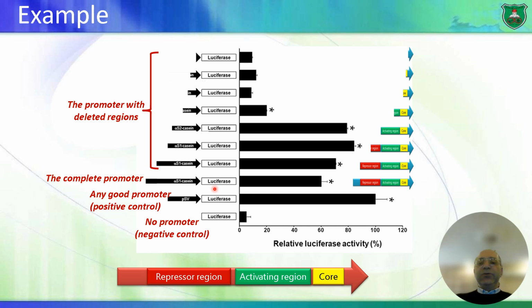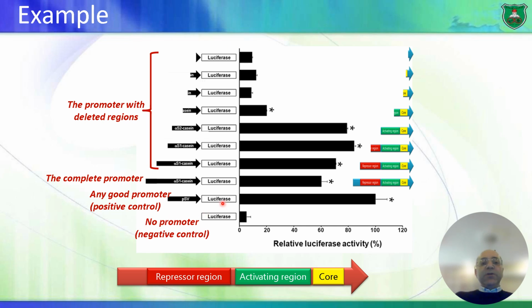If the positive control that should work doesn't work, it means that again there is something wrong with the DNA that I've prepared. Okay, so here we have the luciferase gene with no promoter whatsoever. I know that the luciferase gene does not have a promoter. That's a negative control, something that I know does not work.